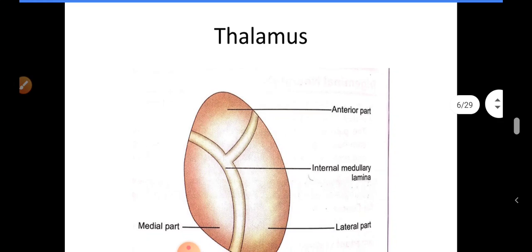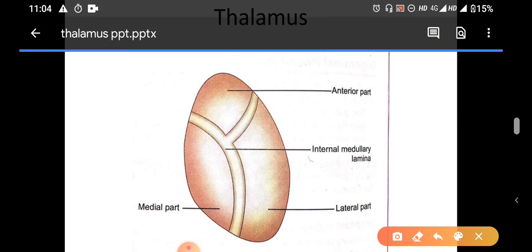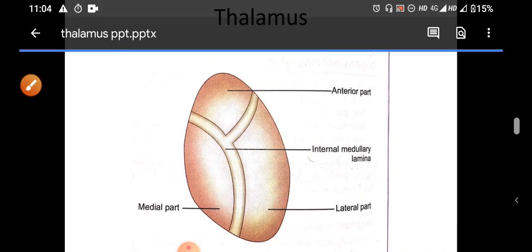So in the diagram you can see this is the internal medullary lamina, which divides thalamus into anterior part, medial part and lateral part. This anterior part is called the anterior nucleus. Then there are numerous nuclei present in the lateral part, and in the medial part we have the dorsomedial nucleus. So this is the dorsomedial nucleus.